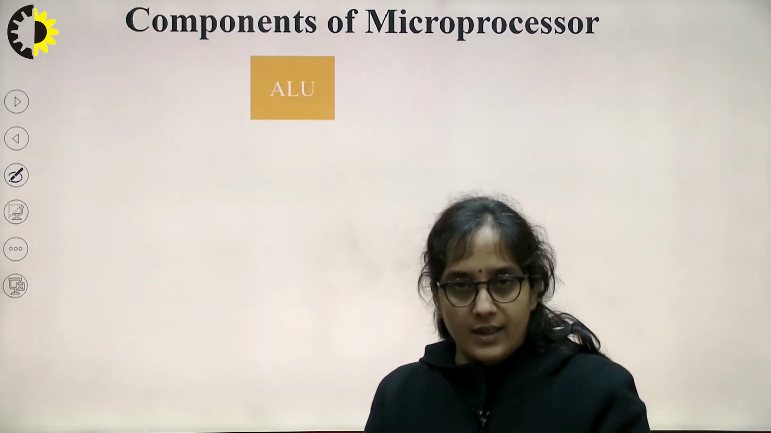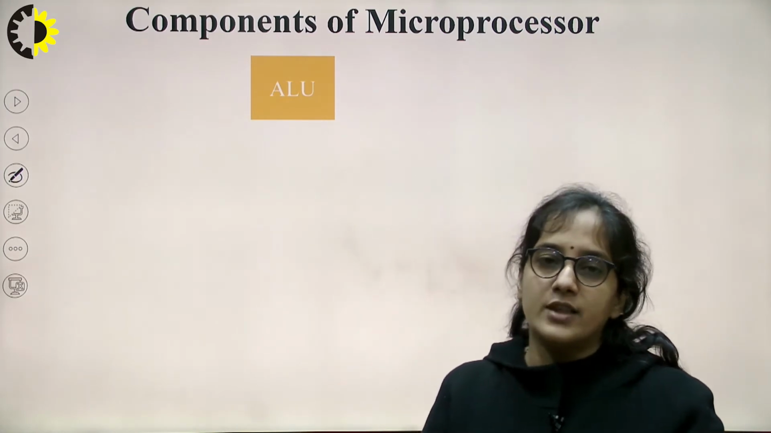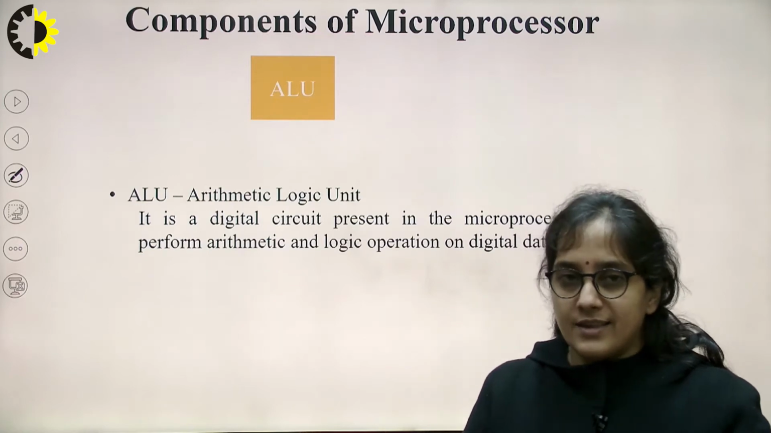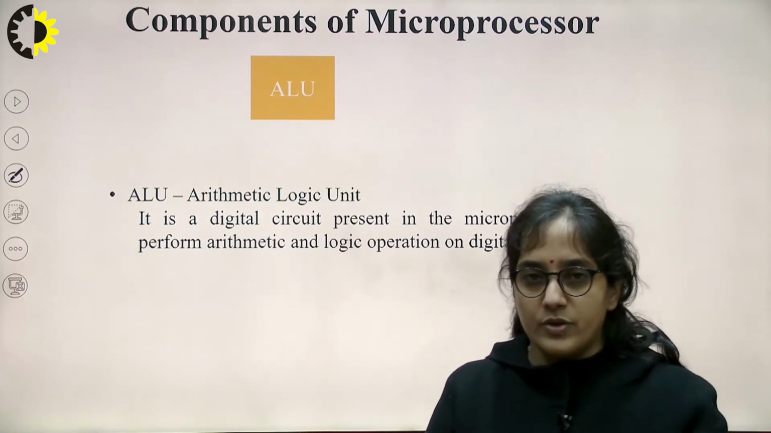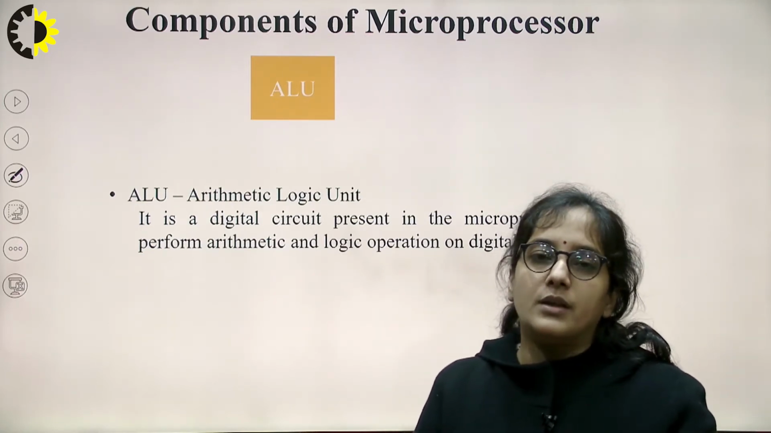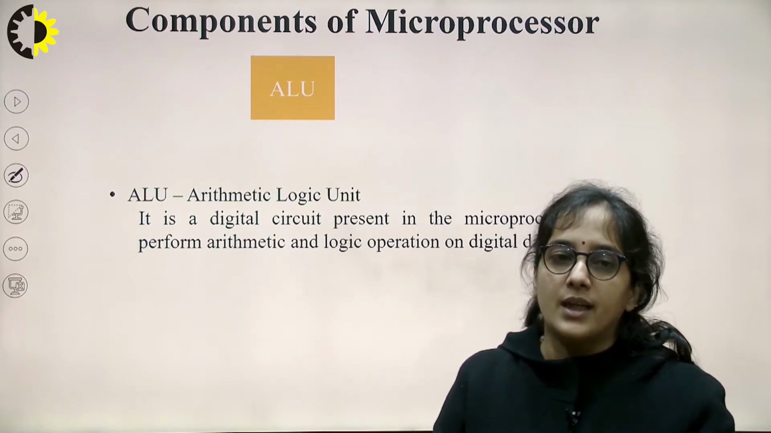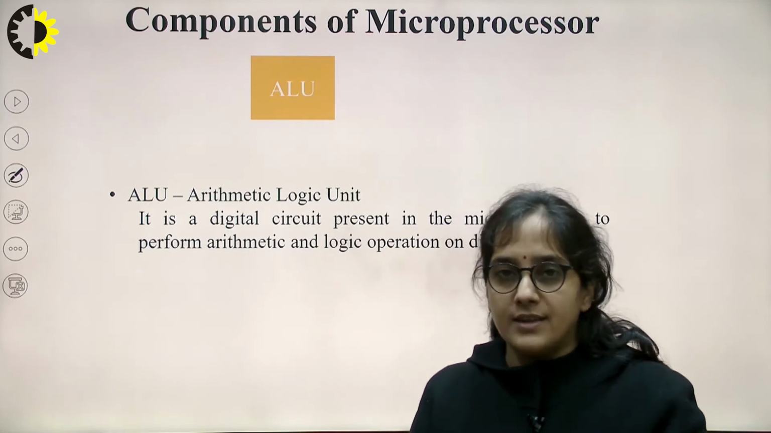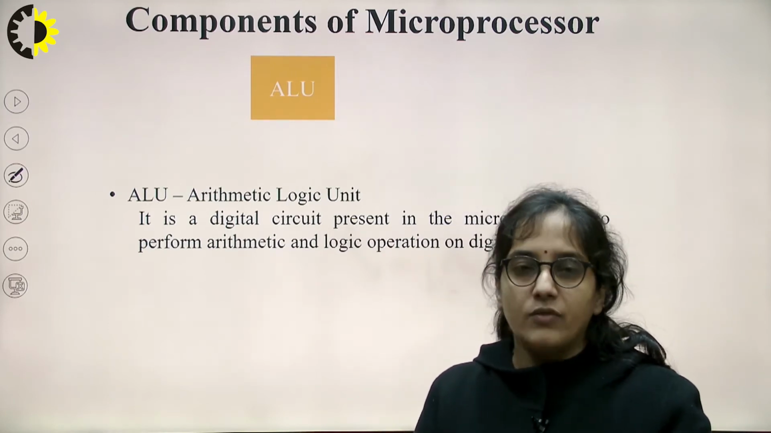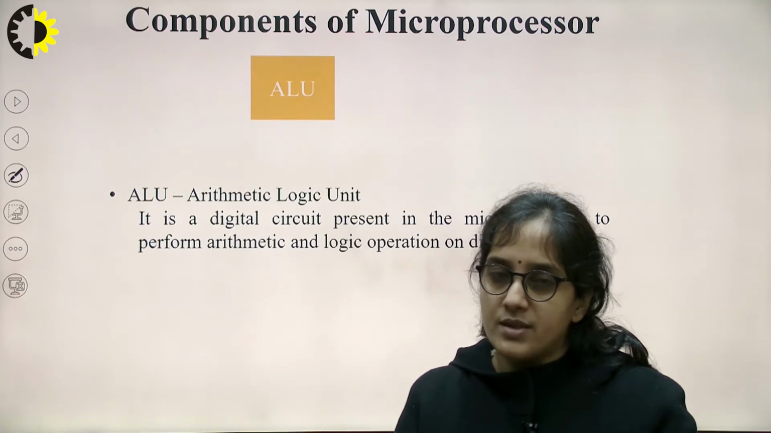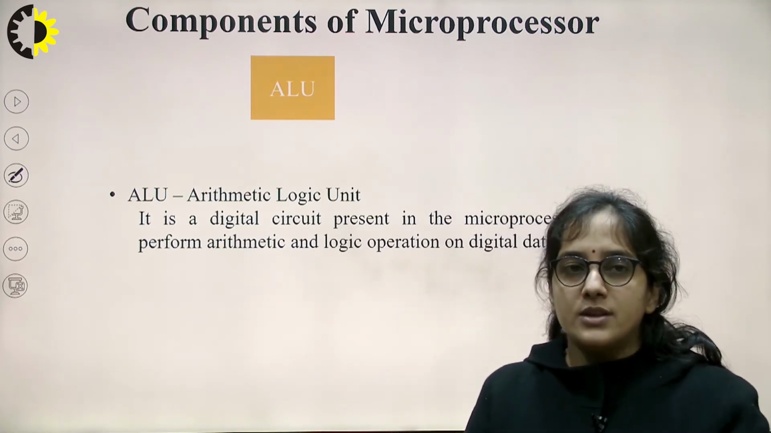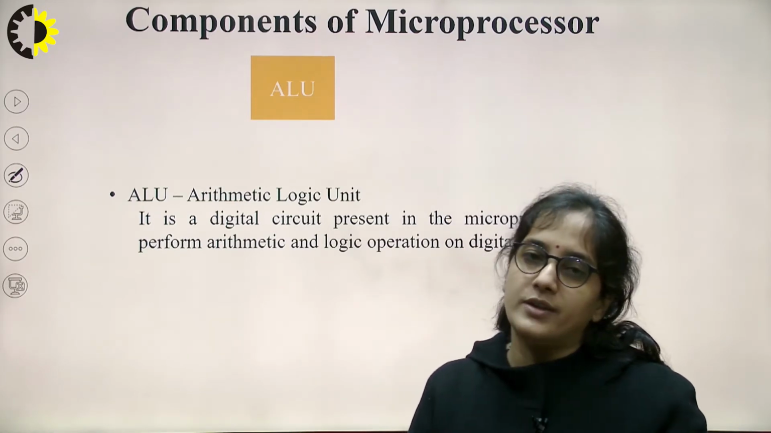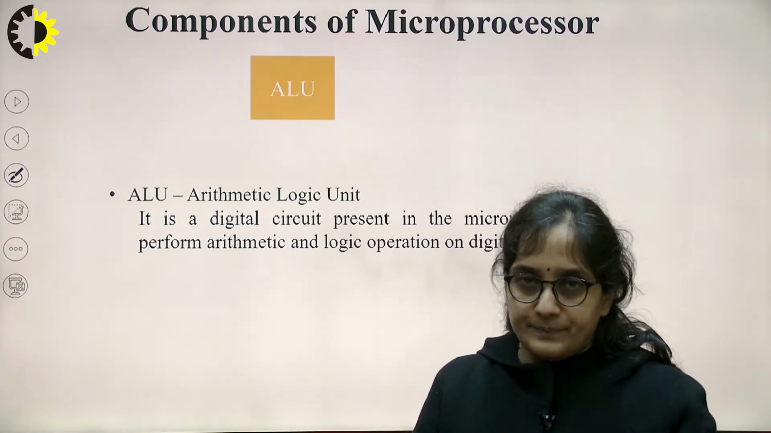First is the ALU. ALU stands for arithmetic and logic unit. It is a digital circuit present in a microprocessor to perform all the operations, that is arithmetic and logical operations, on the digital data. Whatever data we want to process, we give that data as an input to the microprocessor, and in the microprocessor this ALU will perform all the operations on this data.